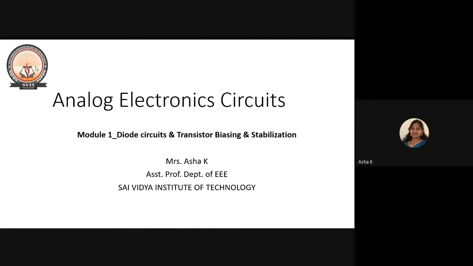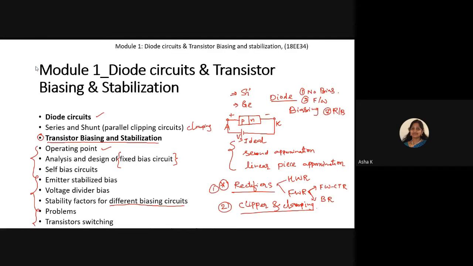We're going to discuss in today's class Module 1, Diode Circuits, Transistor Biasing and Stabilization. The topics of this particular module are, the first one, diode circuits. In that we have subtopics such as series and shunt clipping circuits and also clamping circuits, as we discussed in the previous class. We also have transistor biasing and stabilization as the second chapter.